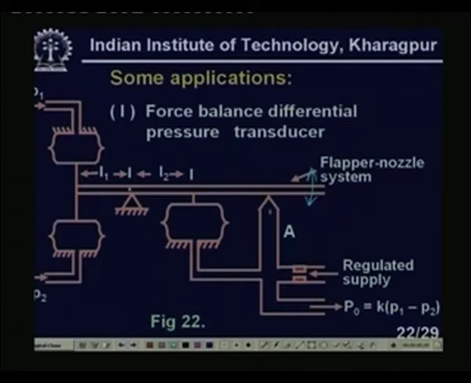You see it cannot go very far. If it comes very close, it cannot close the nozzle completely, because there is a feedback bellows, so it will push it upward. If it comes out, automatically the pressure here will increase and it will go to the feedback bellows. And if it goes far away, it cannot go far away either, because in that case the pressure will also increase, so stabilization will come. So regulated supply is coming, P0 equal to K times P1 minus P2. You see this is P1 and this is P2, coming through two differential pressures, right.